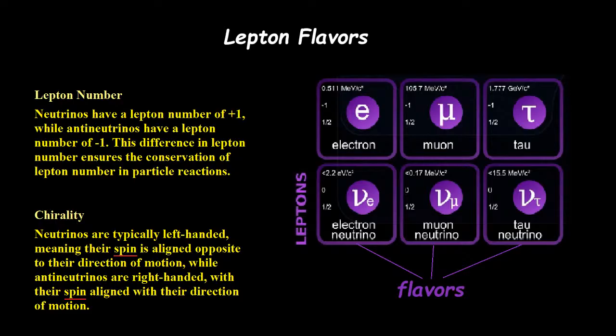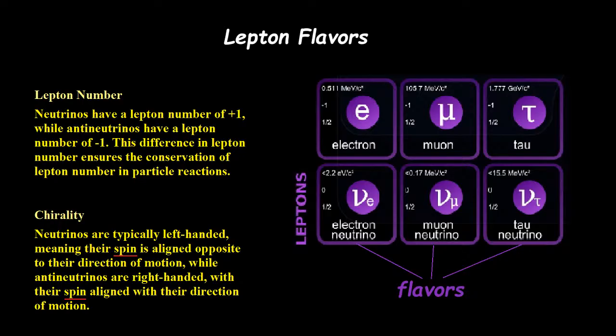Neutrinos have a lepton number of +1. Well, antineutrinos have a lepton number of -1. They just had to say, well, we have a neutrino and an antineutrino. And how are they different? One's +1, the other one's -1. Whatever that means, right? These are just names. These are numbers assigned to names or names assigned to numbers. The difference in lepton number ensures the conservation of lepton number in particle reactions.